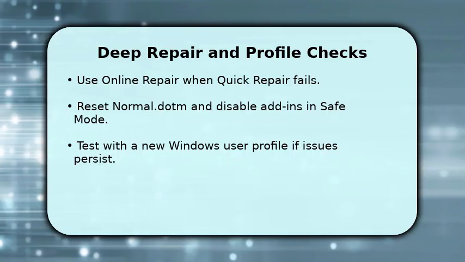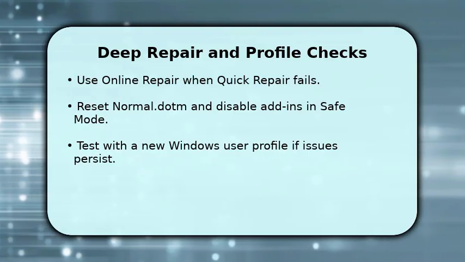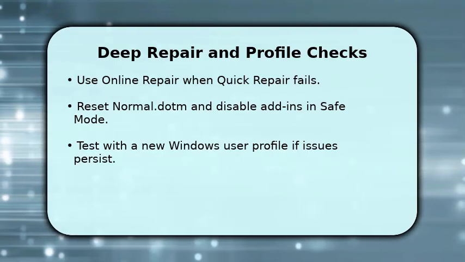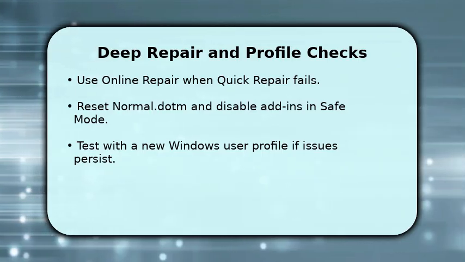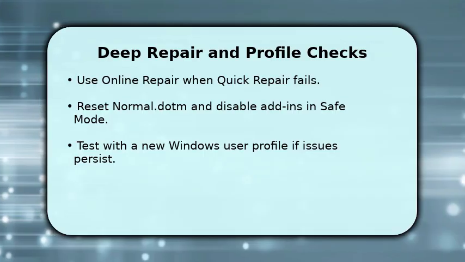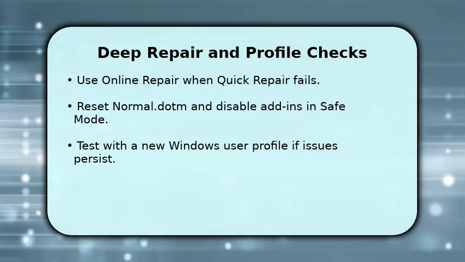Next, start Word in safe mode to bypass add-ins. Disable suspect add-ins one at a time to isolate the culprit. Reset the normal .dotm template to clear template corruption, because a bad template often causes crashes or odd formatting.